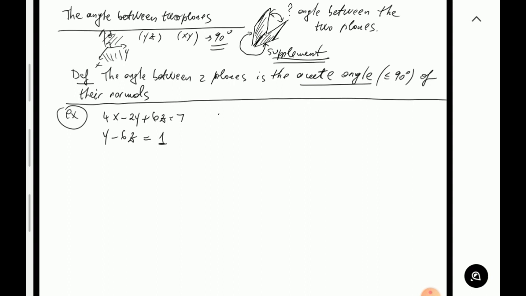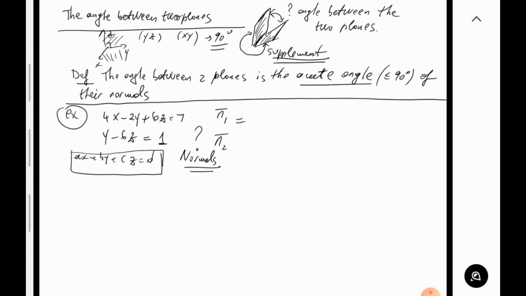Okay, so at this point, hopefully we could do this faster. How do we extract the normals? Well, they are written in the proper form, ax plus by plus cz. When I say proper form, I mean the linear form in which the coefficients of x, y, z are on the left and everything else on the right hand side. So you must write it in that form if it's not written that way already, so we can extract the normal to the planes. Normal of the first plane, coefficients of x, y, z: 4, minus 2, and 6. Normal to the second plane, there's no x, so that's 0, 1, and minus 6.